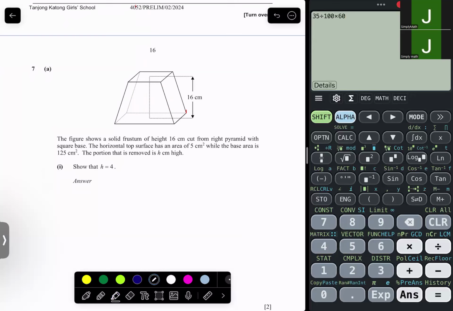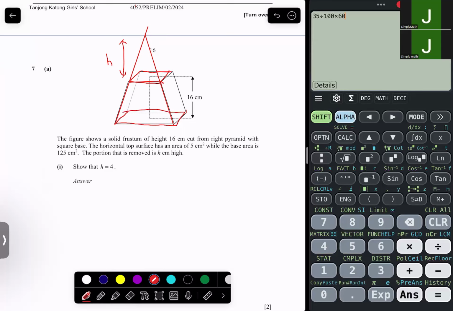Okay, so imagine, I'll just draw a simple image on a 2-dimensional face. This is actually a similar triangle situation. So the portion that is removed is H. So let this be H. Small triangle versus big triangle, small triangular base versus big triangular base.